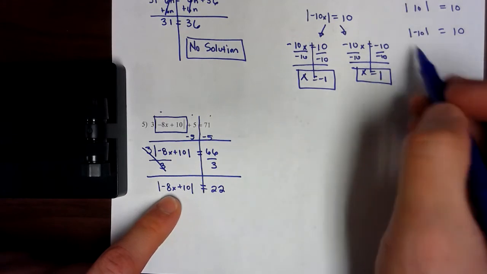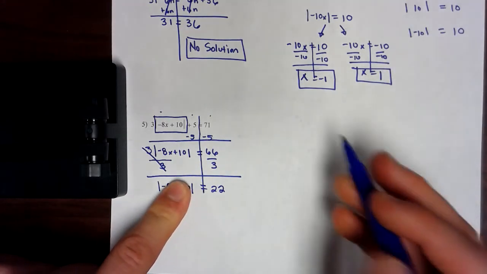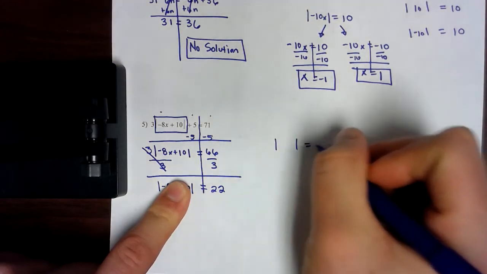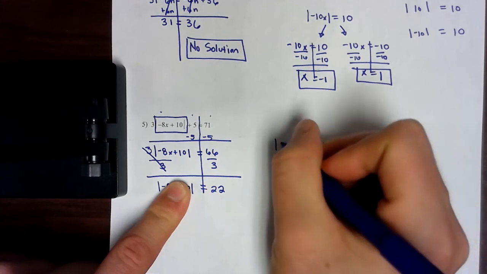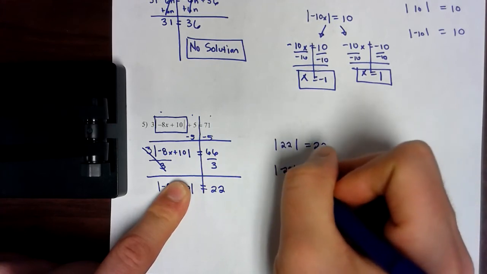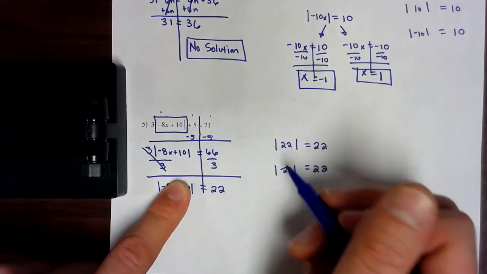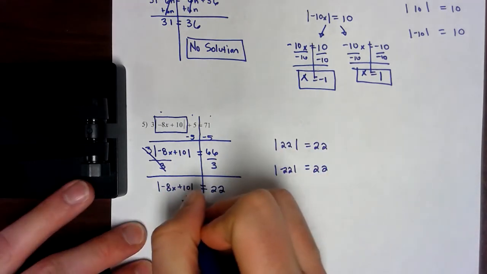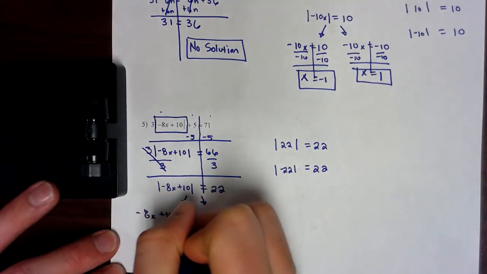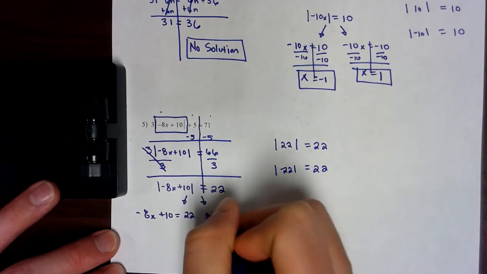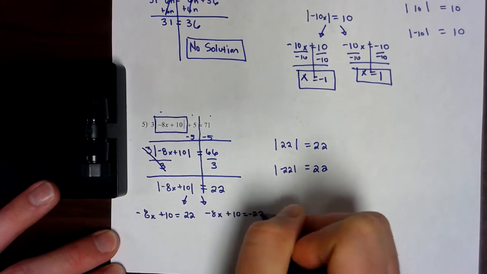Now we have the absolute value term equal to just a number. The idea is just the same as what we dealt with up here. What numbers, when we take the absolute value of them, give us a positive 22? That'd be positive 22 and negative 22. So we need what's inside these absolute value brackets to equal 22 and negative 22. We're going to create two new equations: negative 8x plus 10 equals 22, and negative 8x plus 10 equals negative 22.